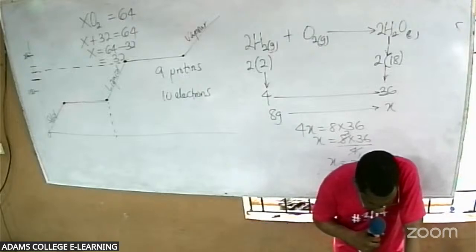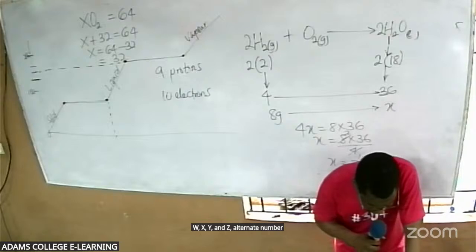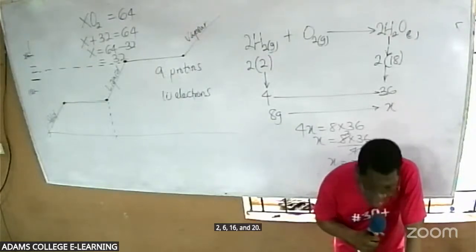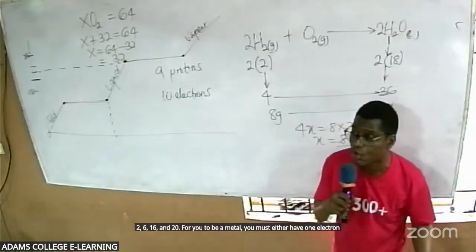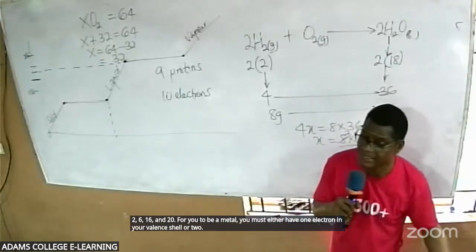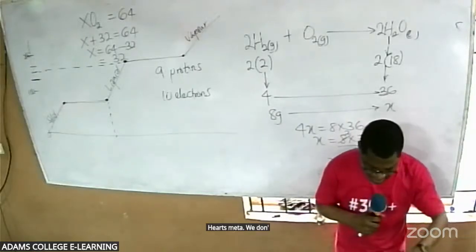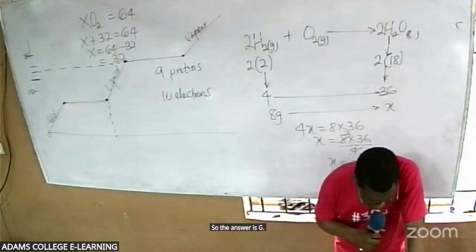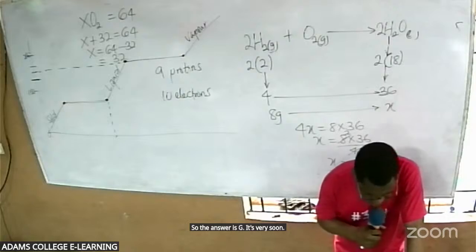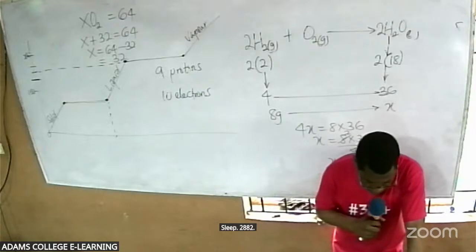Four elements W, X, Y, and Z have atomic numbers 2, 6, 16, and 20. Which of those elements is a metal? For you to be a metal, you must have either 1 electron in your valence shell or 2. Alkali metal, alkaline earth metal. We don't even like all those group 3 elements as metal. So the answer is D. That's Z. Z is C. C, that's it. 2, 8, 8, 2. That's calcium. Have you now?